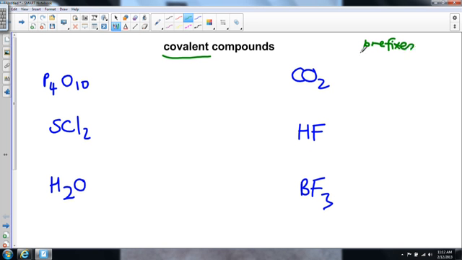Now by prefixes I mean mono for 1, di for 2, tri for 3, tetra for 4, penta for 5, hexa for 6, that sort of thing. The way the naming goes, the first element is the easy one. You just name it with its name. Phosphorus, sulfur, hydrogen, carbon, hydrogen, boron. The second element, you name it as if you were naming it in an ionic compound. Oxide, chloride, oxide, oxide, fluoride, fluoride.